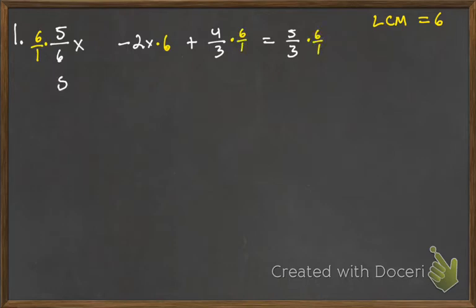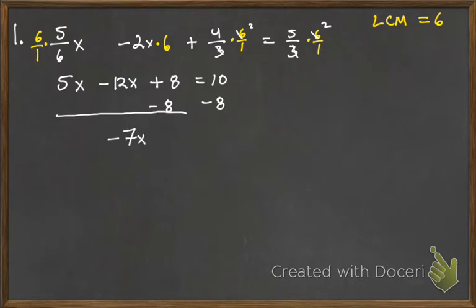So on the first term, the 6's are going to absorb, and then we'll have minus 2x times 6, which is minus 12x. Okay, 3 goes into 6 twice, 4 times 2 is 8, and then equals, 3 goes into 6 twice, 5 times 2 is 10, and out pops a nice linear equation. So we want to solve this by isolating the variable, and so we're going to subtract 8 from both sides. Combine our like terms, we get minus 7x equals 2. Divide both sides by negative 7, and we get x is equal to negative 2 over 7.